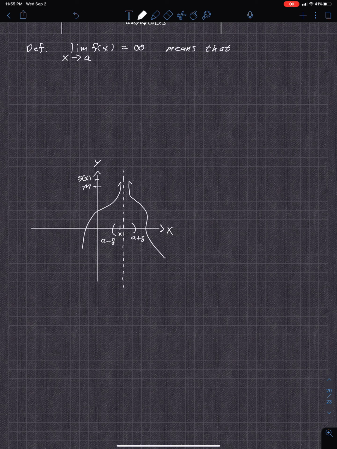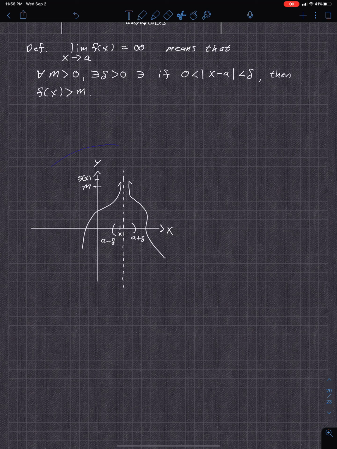Okay, it means that for all m greater than 0, there exists a delta greater than 0, such that if 0 is less than absolute value of x minus a less than delta, that's the same as before, then f of x is greater than m. Meaning, eventually you can get greater than that value.